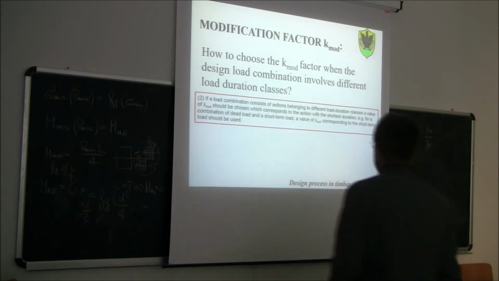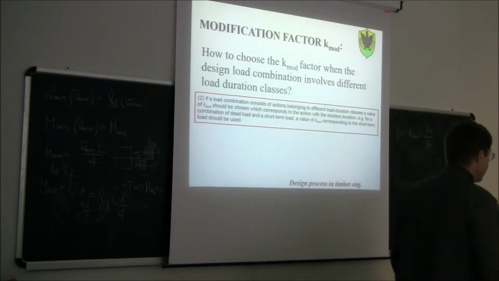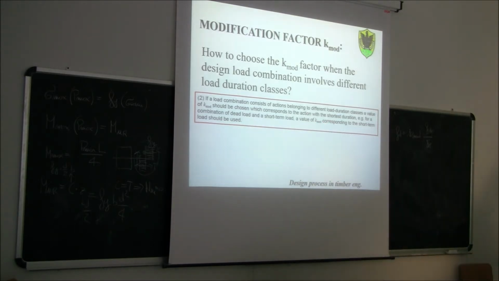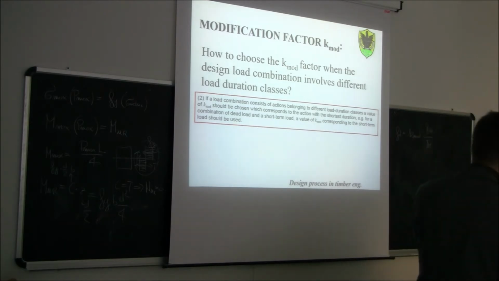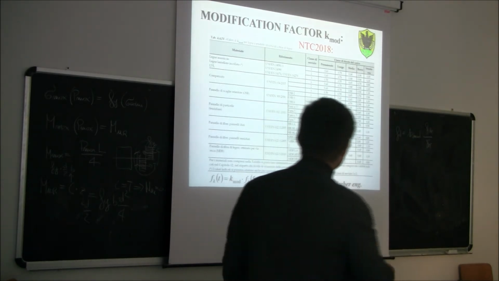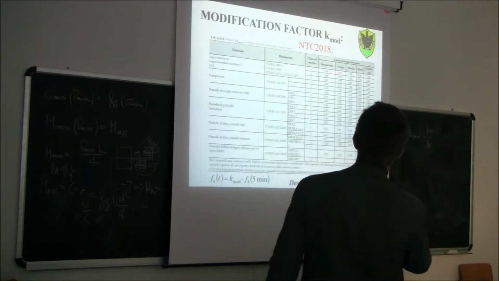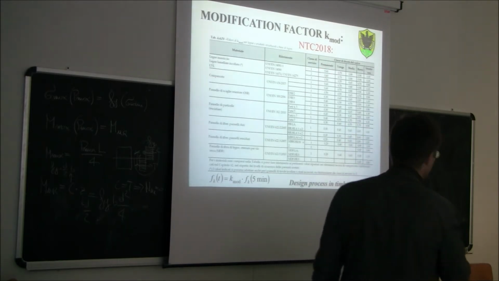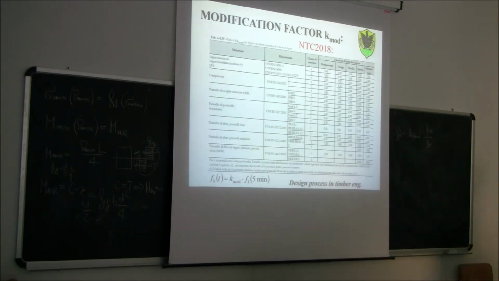For example, for a combination of dead load and a short-term load, the chosen K mod value is the one corresponding to the short-term load. So what he's saying now is that suppose you have two variables, one permanent and one variable action. You go back to this table here. Service class 1, permanent load, the K mod factor is 0.6. Then we have the variable load, for example, let's say snow would be short term, 0.9.